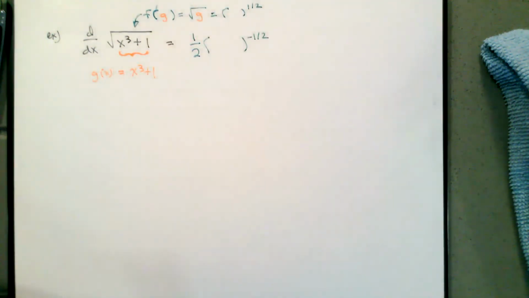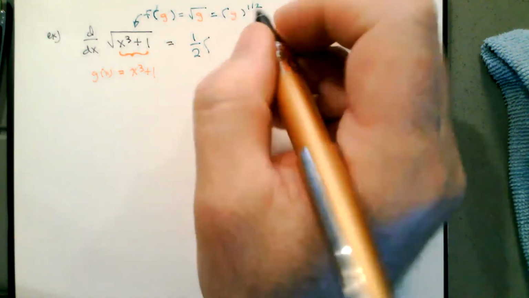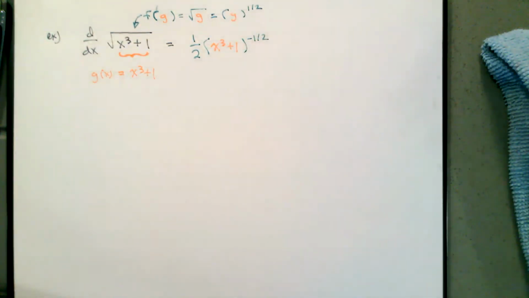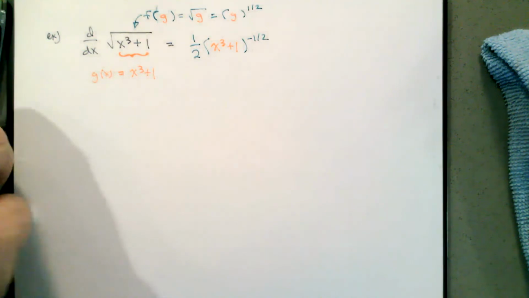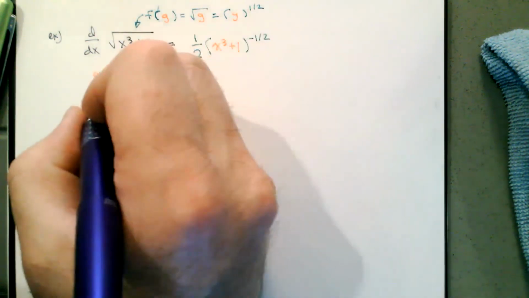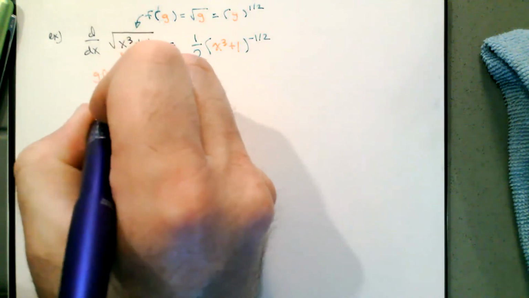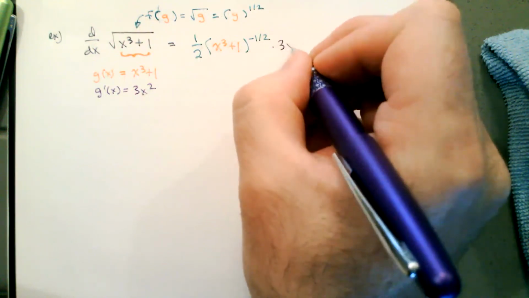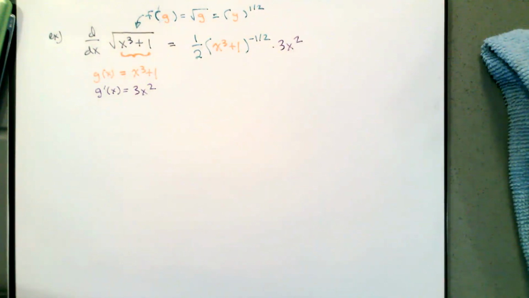So we have 1/2 of x cubed plus 1 to the negative 1/2 multiplied by the derivative of the inside. So if g of x is x cubed plus 1, g prime of x is 3x squared. So we multiply by 3x squared. That's just utilizing the chain rule to take the derivative.